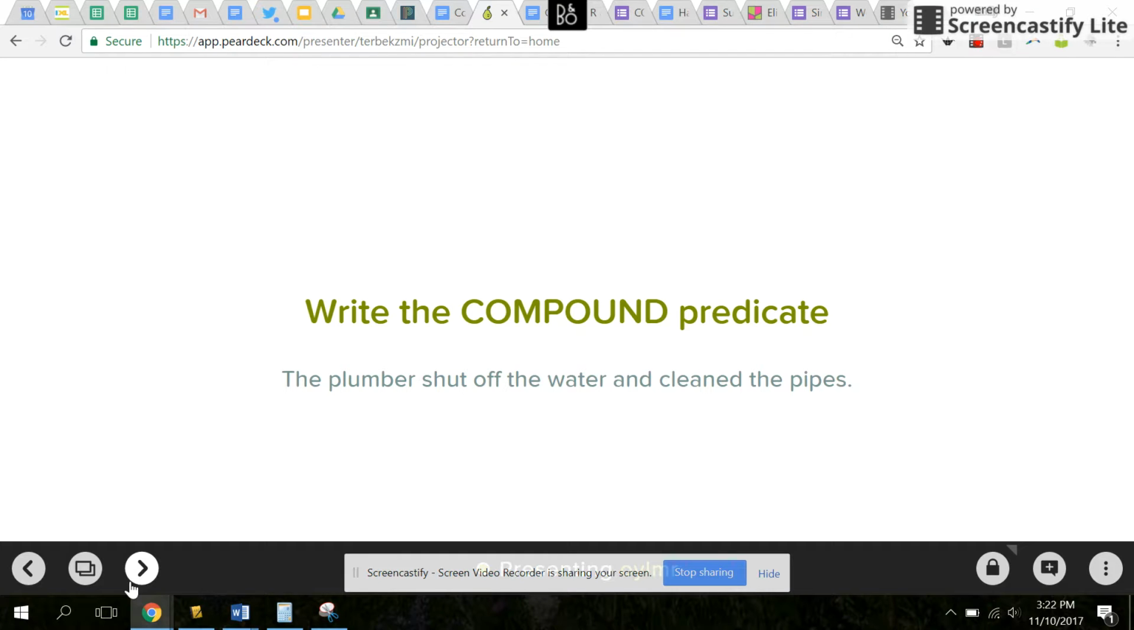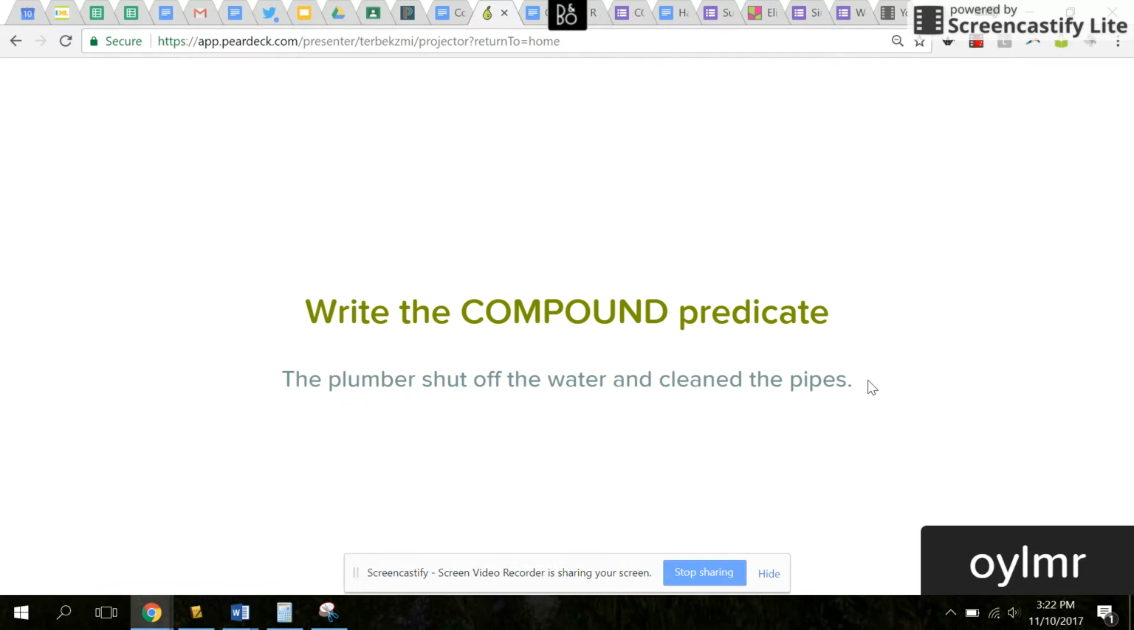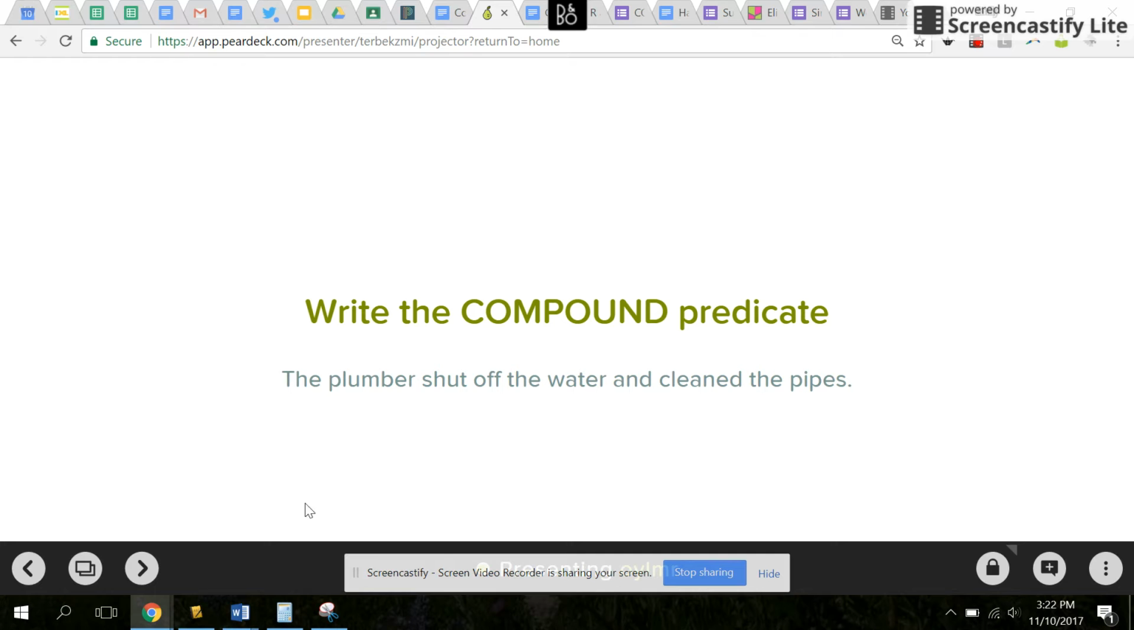All right, and then our last one today, compound predicate. The plumber shut off the water and cleaned the pipes. The plumber is doing two actions. So if you noticed that his actions are shutting off the water and cleaning pipes, you were correct. Notice again, there's that conjunction there to help us out and know that there is a compound predicate.